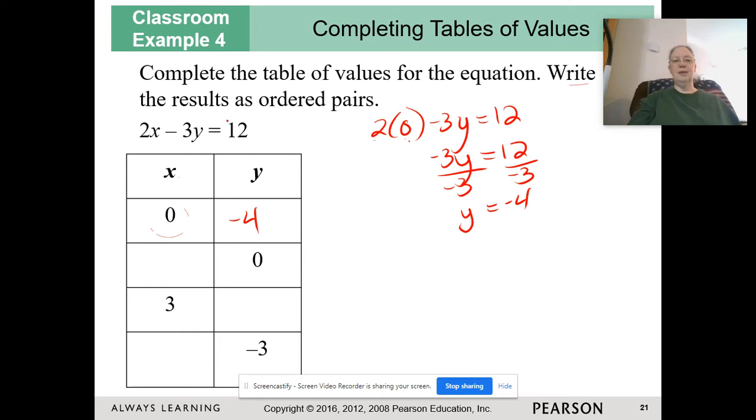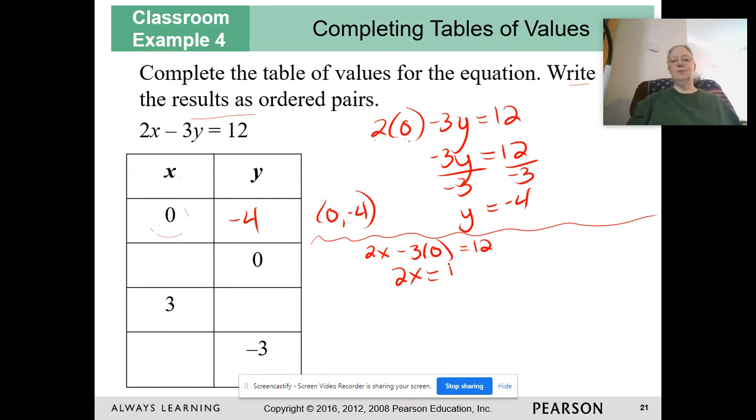And it also says write the results as ordered pairs. So this would be the ordered pair 0, negative 4. And repeat, this time I have a y value of 0. So we're going to do the same thing, and we're going to plug in 0 for y this time. Give ourselves a little bit of room here. So 2x minus 3 times 0, and anything times 0 is 0. 2x is equal to 12. Opposite of multiply is divide. And I get 6, so this is the ordered pair 6, 0.